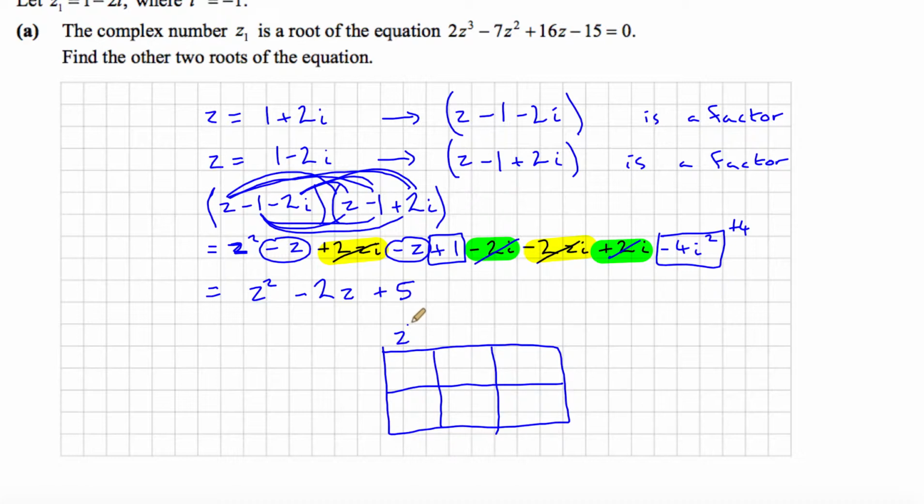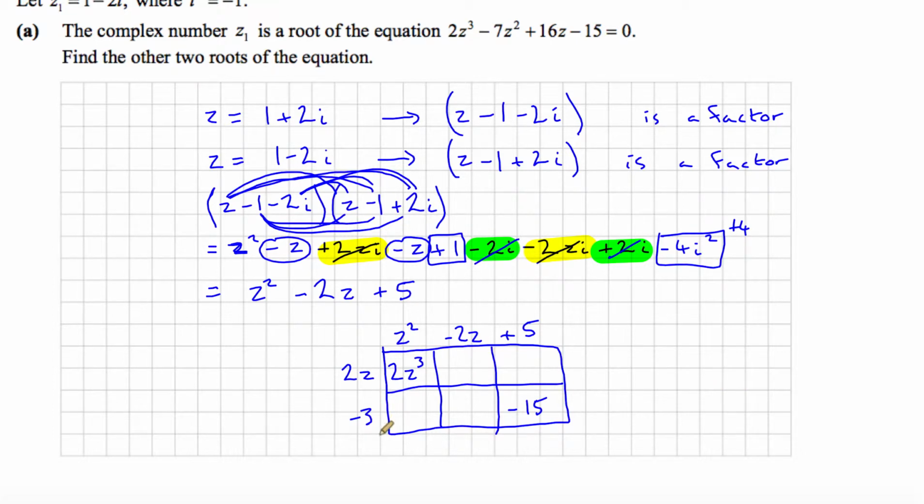I'm going to put my quadratic factor up here, z squared minus 2z plus 5, and I'm looking for this factor here, and I can put the 2z cubed in here, I can put the minus 15 in here at the end, and I can work backwards from here. So what do I need to multiply minus 15 by to get positive 5? Well, that's minus 3. And here I can just say, what do I need to times z squared by to get 2z cubed? Well, that would be 2z.